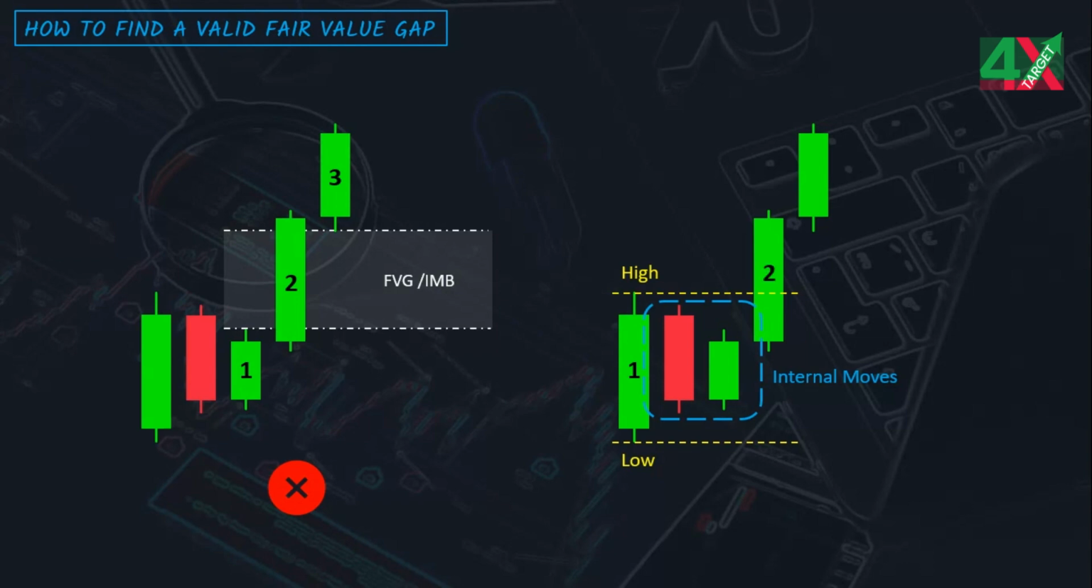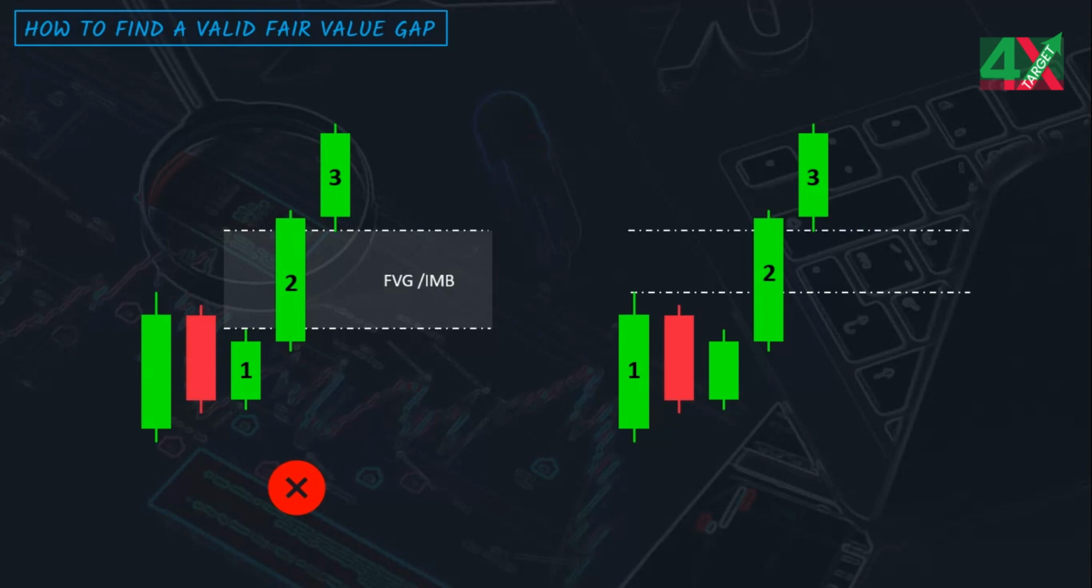The candle that breaks the high of this first candle will then be marked as the second candle, and the candle that follows it becomes the third candle. In this case, the valid fair value gap is measured from the high of the first candle to the low of the third candle. It's important to remember that internal price movements, the ones that occur inside the protected candle's range, should not be considered when marking the imbalance.